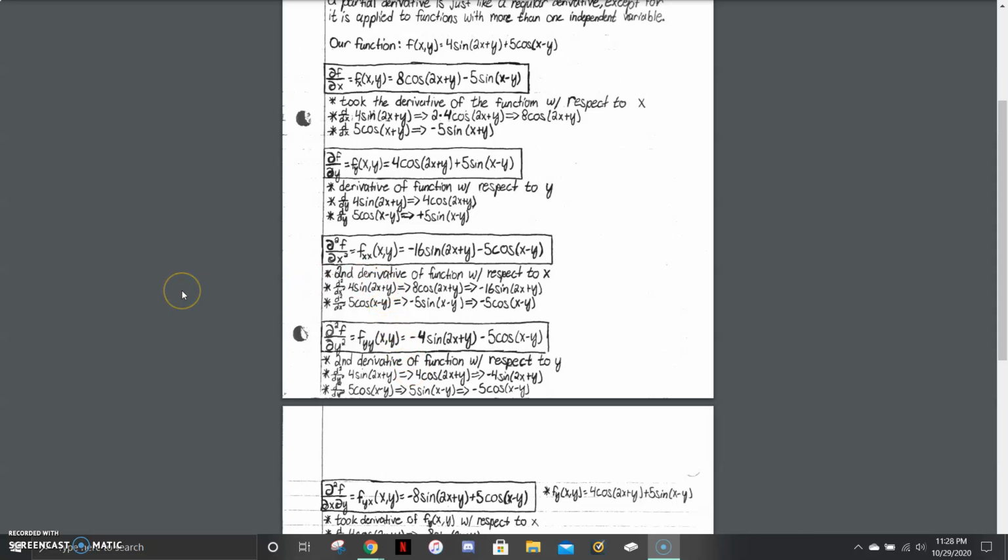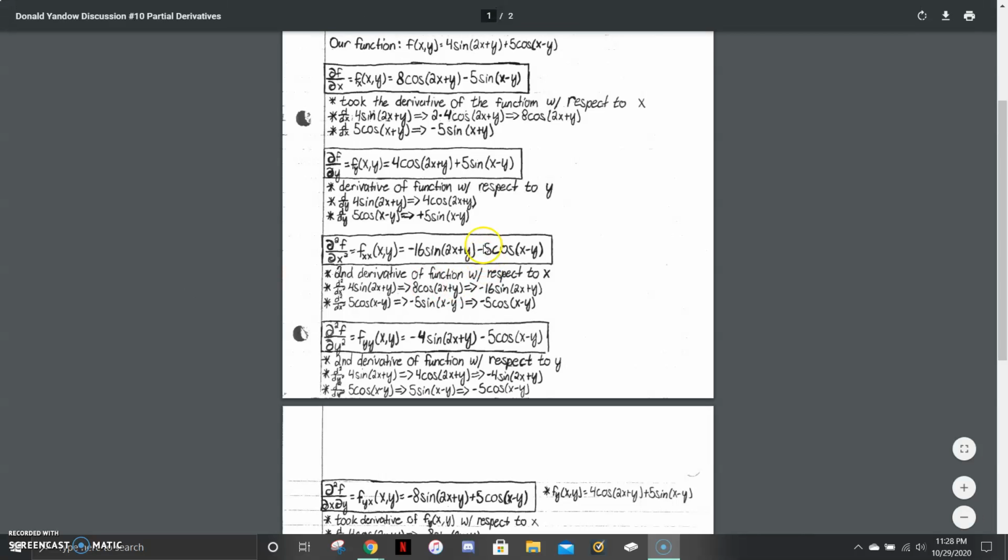So after that, we had to take the second derivative of the function with respect to x. So f sub xx of x comma y equals negative 16 sine of 2x plus y minus 5 times the cosine of x minus y. And this is from taking the first derivative of 4 sine of 2x plus y, we get 8 cosine of 2x plus y. And then taking the derivative again, we get negative 16 sine of 2x plus y.